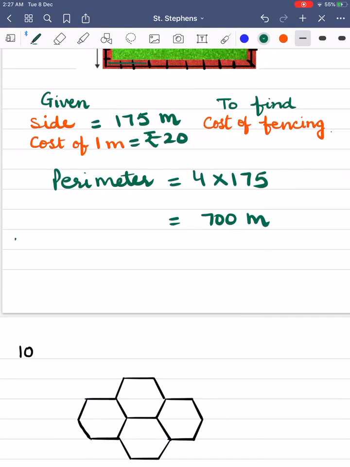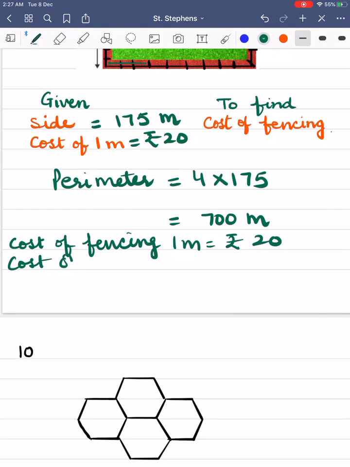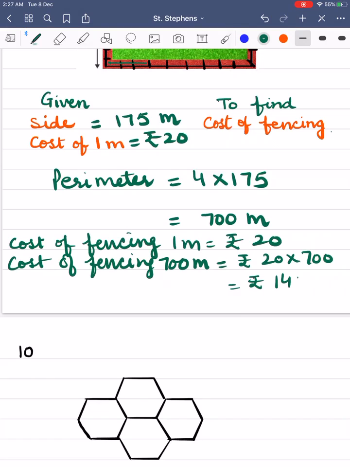Now cost of fencing 1 meter is equal to rupees 20. And now cost of fencing 700 meter, that is its perimeter, is equal to rupees 20 into 700, which is equal to rupees 14,000.